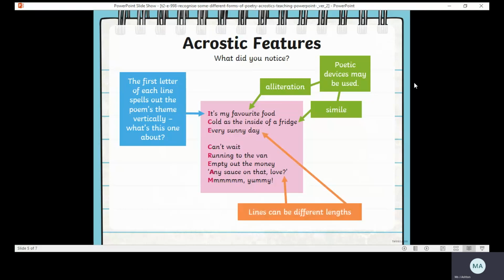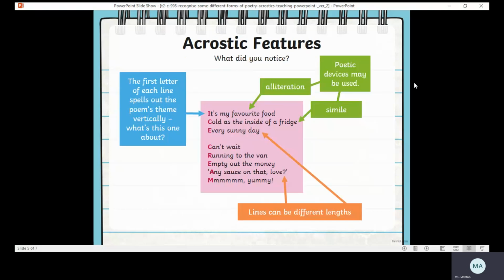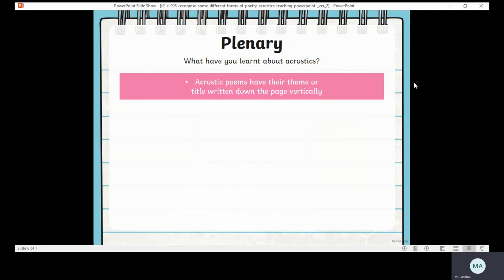Okay, now the lines can be different lengths and it doesn't have to rhyme. Okay, so some poems have to rhyme in a certain pattern, but these poems don't. They don't need to rhyme. They don't need to have a set rhythm. So, acrostic poems have their theme or title written down the page vertically.